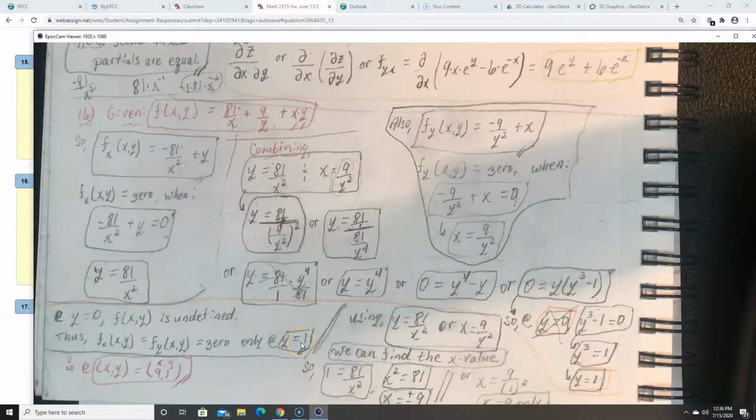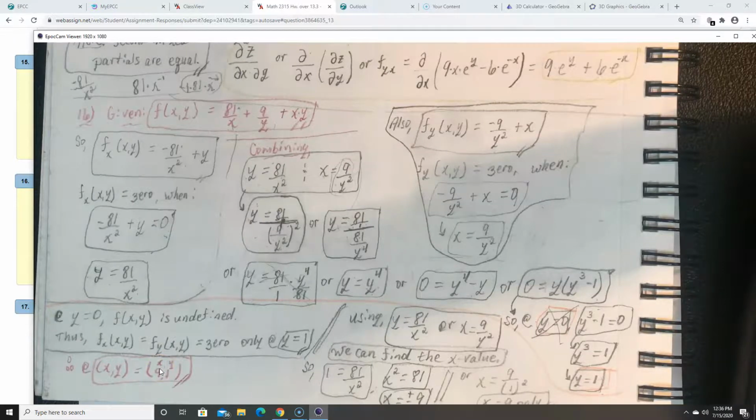let's get the x value then. So when y equals 1, you can plug it into whichever one of these two you want that came from this and this. So this one's maybe a little easier. If you put 1 right there, you get 9 divided by 1 squared. So 9 divided by 1 squared is 9, so you get x equals 9. And so there we go.